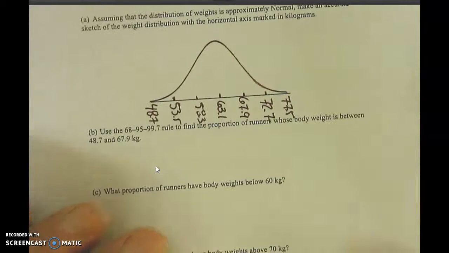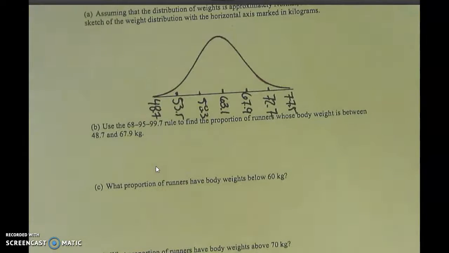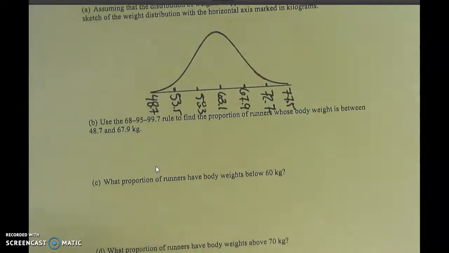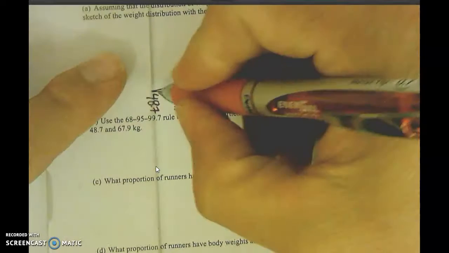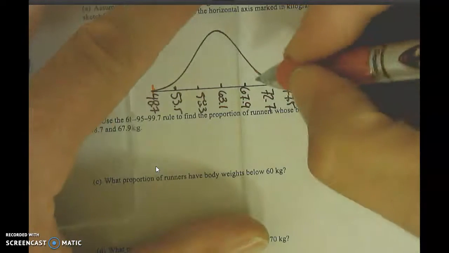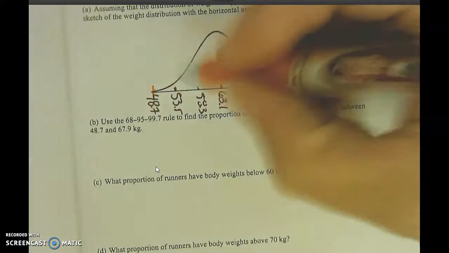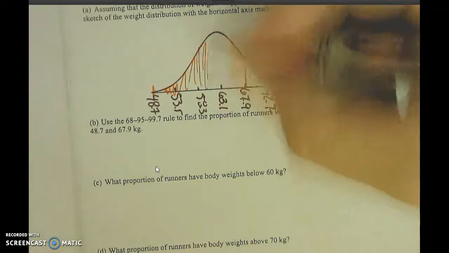Now you can see it. All right, so use the 68, 95, 99.7 rule to find the proportions of runners whose body weight is between 48.7 and 67.9. Okay, what's that rule called? Empirical rule. Okay, perfect. So we're looking at from here to 67.9, which would be about here. Good, that tells me I did everything right. So we're looking at this.